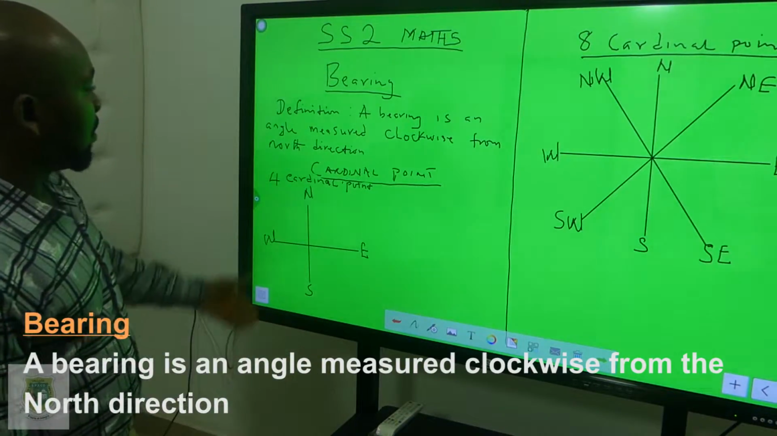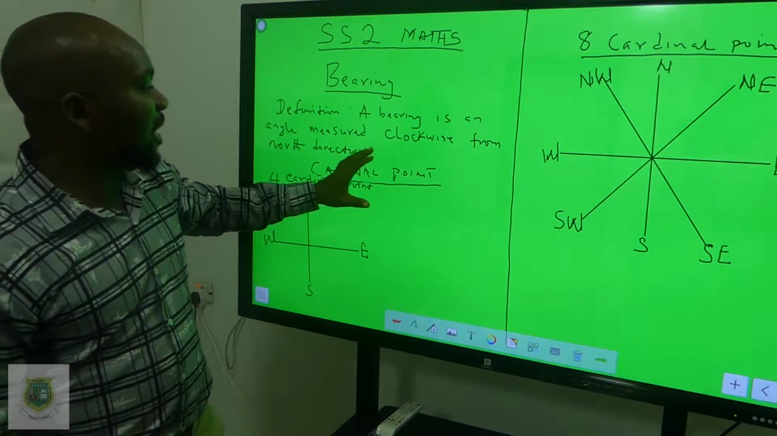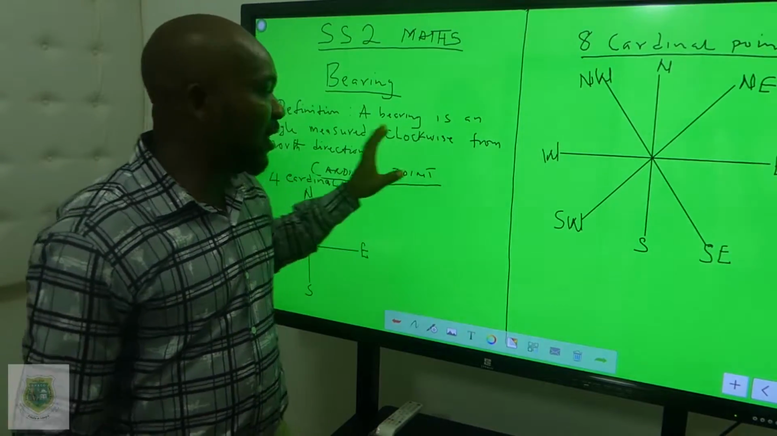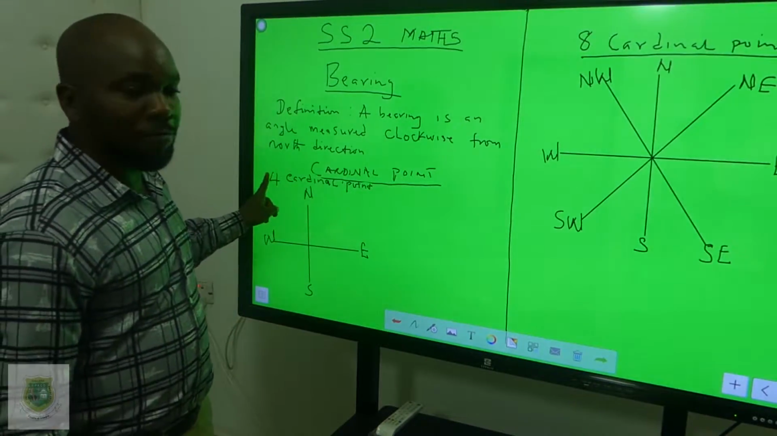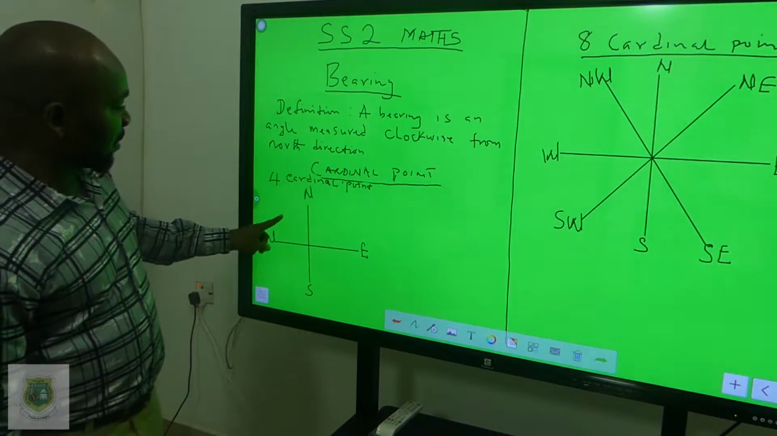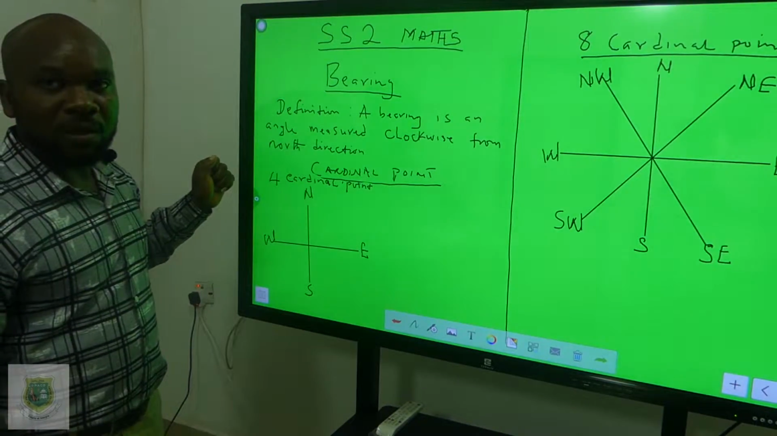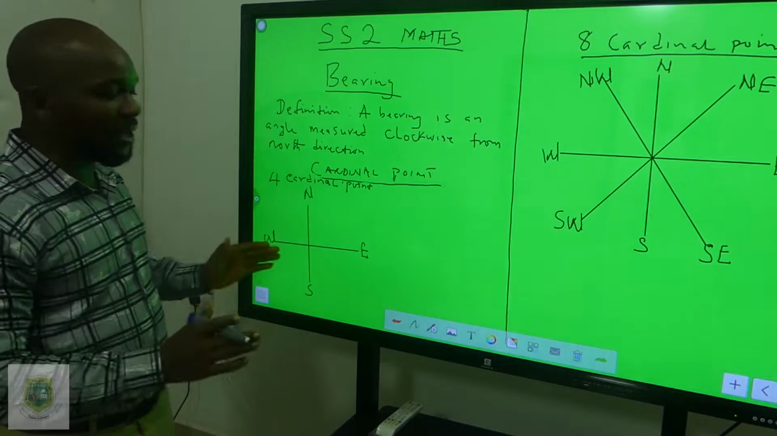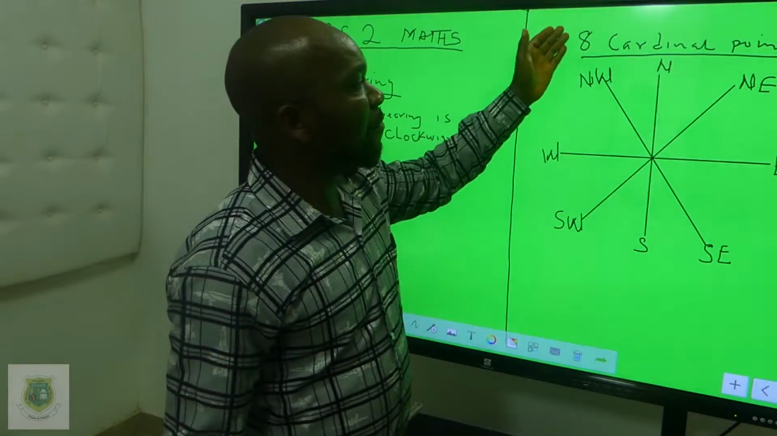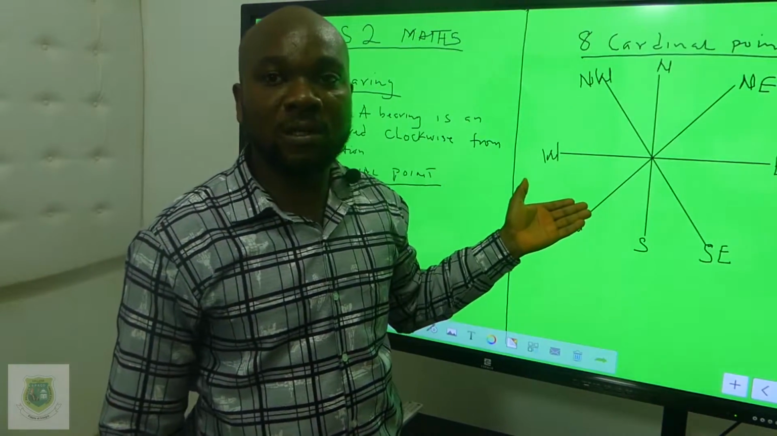Then we have cardinal points. I'll use the cardinal points to explain the meaning of bearing. We have 4 cardinal points: north, south, east, and west. These are our well-known cardinal points. From these, we also have 8 cardinal points and 16 cardinal points.